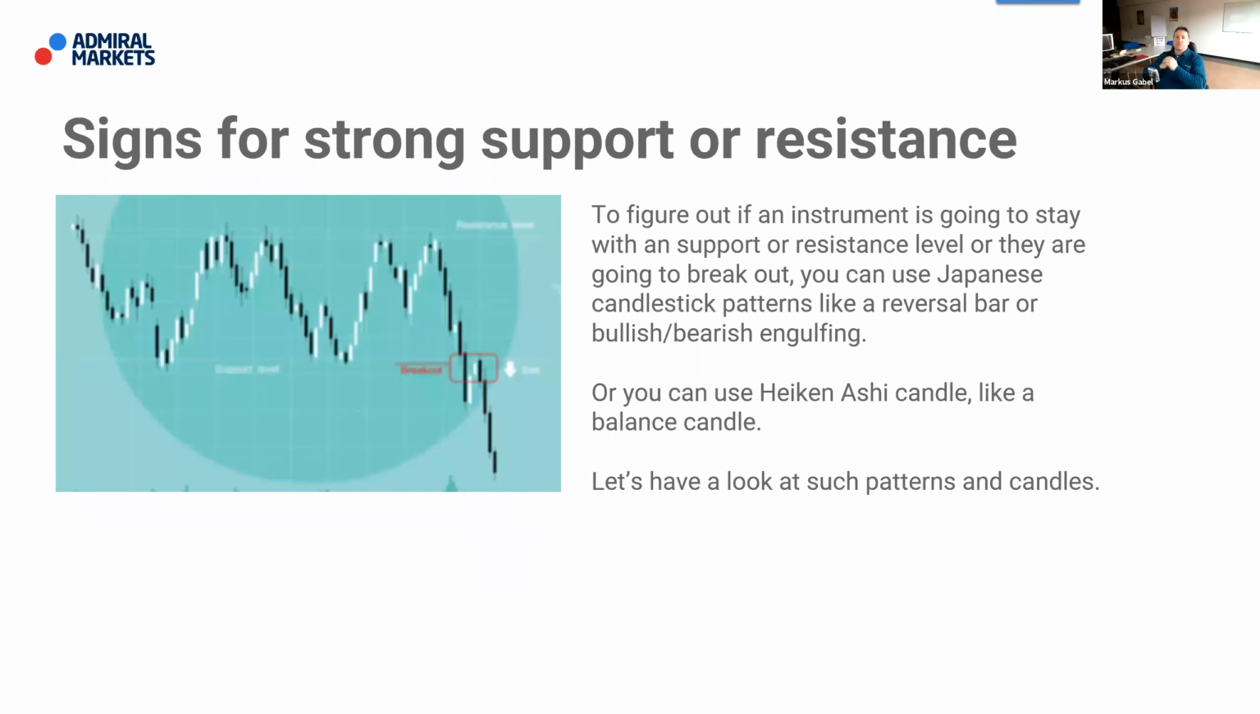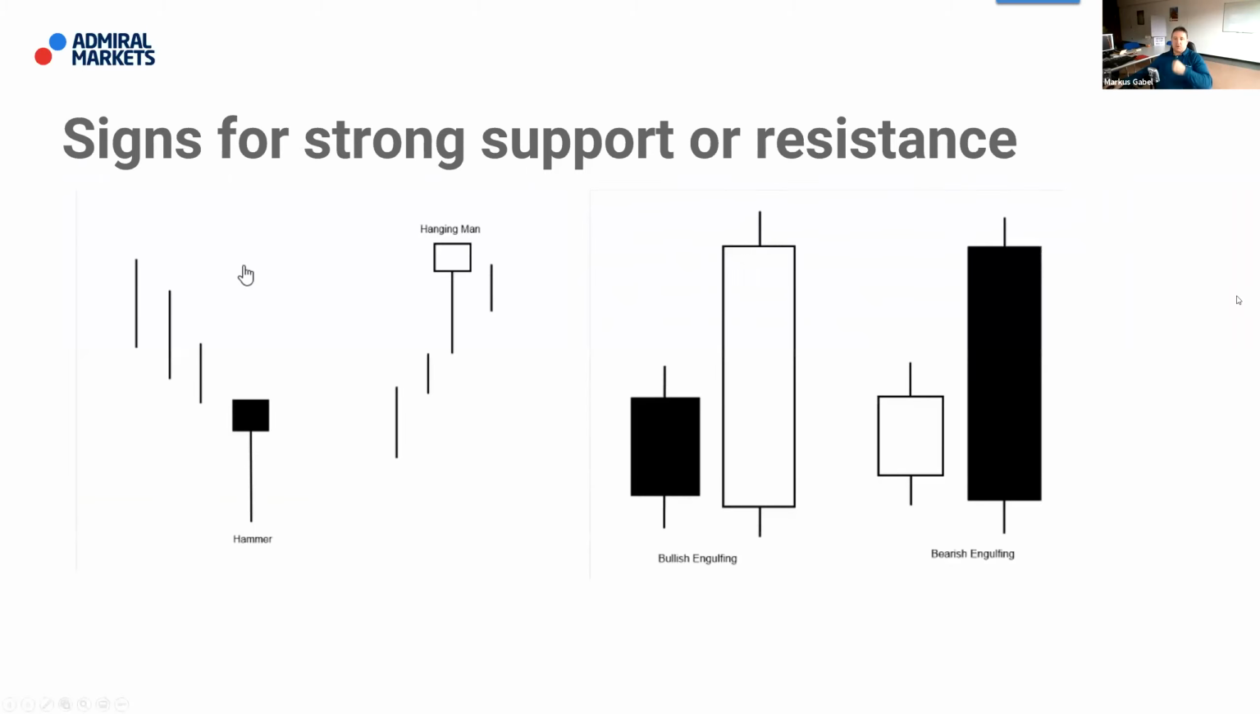To figure out if an instrument is going to stay with the support or resistance level, or if it's going to break out or break through, you can use Japanese candles, patterns, or reversal bars, bullish, bearish, engulfing, you know, all that. Or I use Heikin Ashi. I love it because I like to see balanced candles here. So those are signs of strong support or resistance. You see a hammer on the lower side, or a hanging man, or you can see bullish engulfing or bearish engulfing.